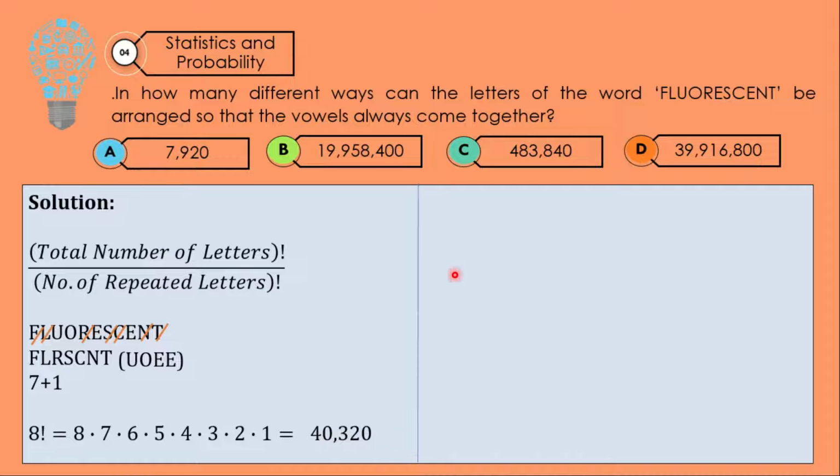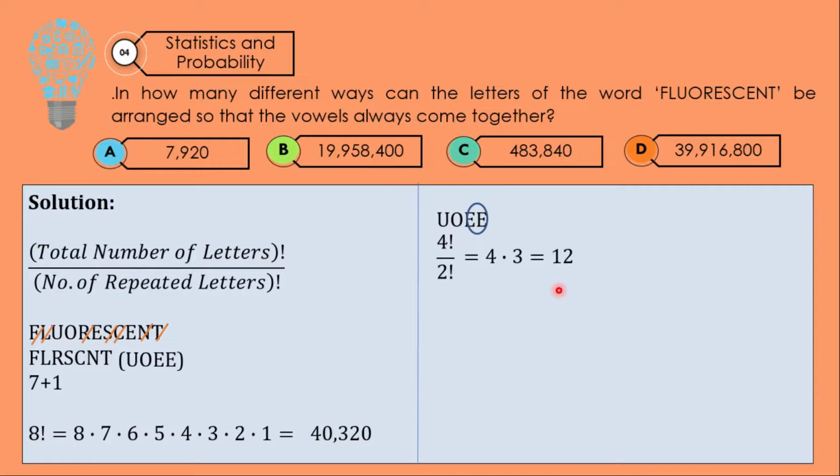We have here 4 vowels, U, O, E, and E. Thus we'll have 4 factorial. Although we have one repeated letter, which is E, and it's repeated twice, so we'll have a denominator of 2 factorial. We could directly eliminate 2 times 1, and what's left are 4 times 3, so we'll have 12.